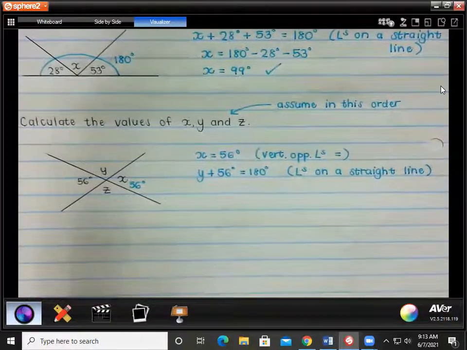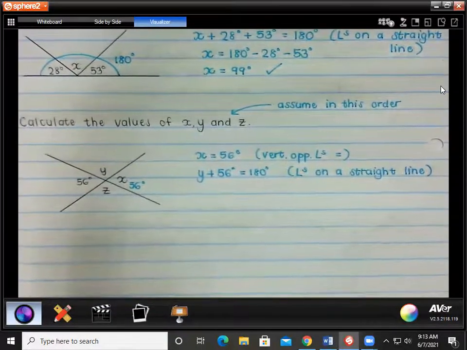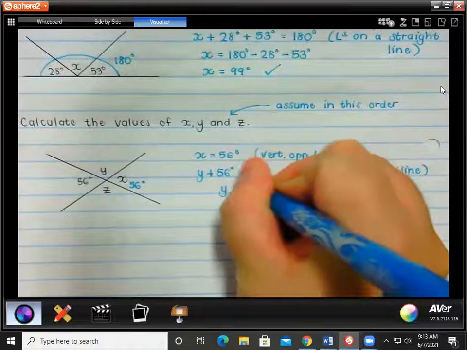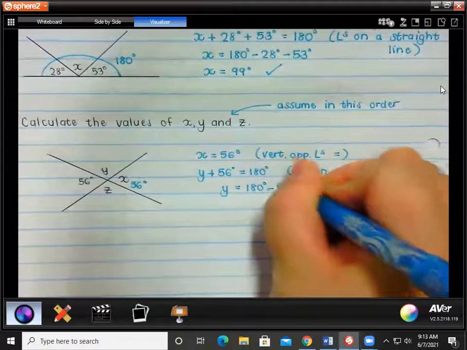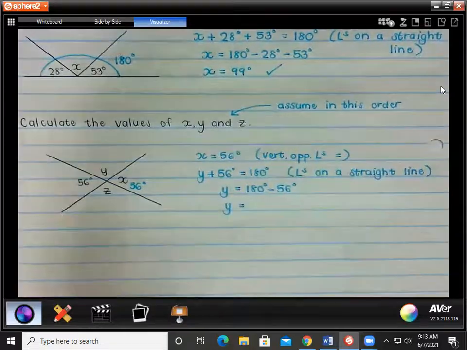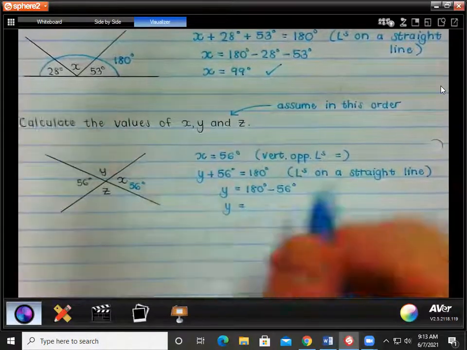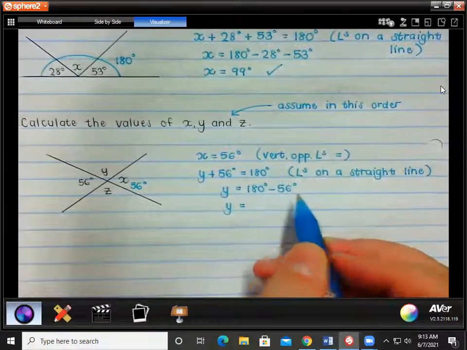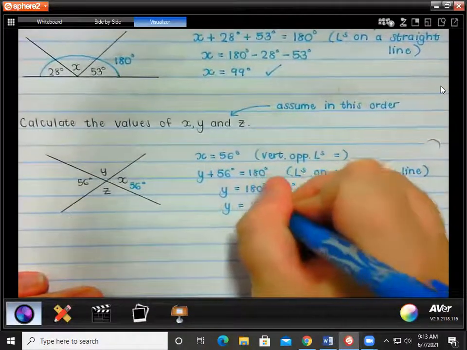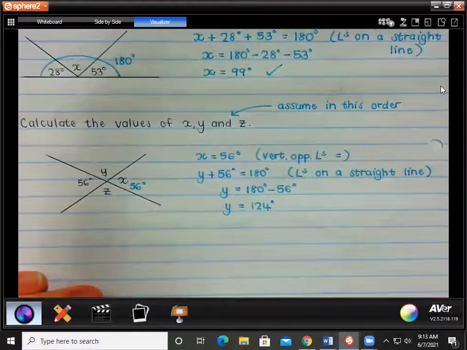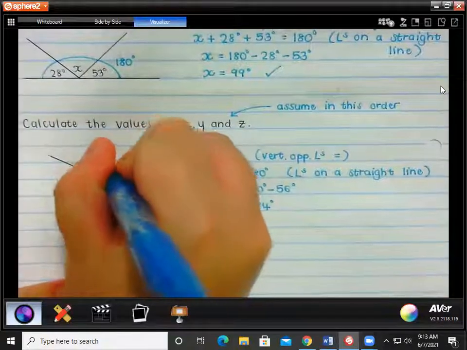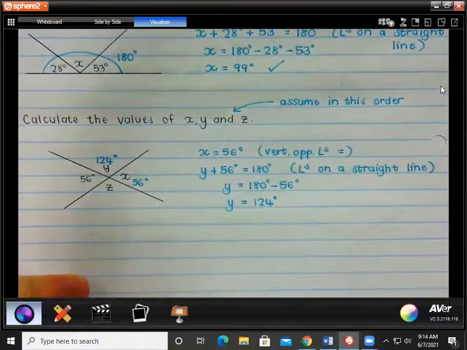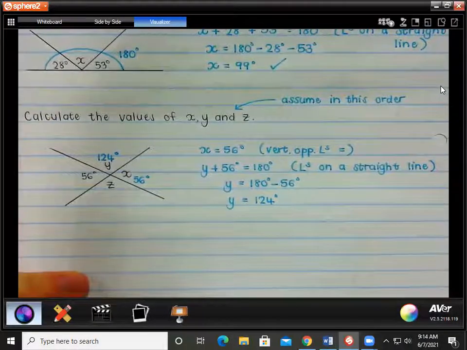And now to actually get what y is, I'm going to have to subtract that 56 from the 180. So we're going to say y is equal to 180 minus 56. And what is that if I work that out? What's 180 minus 50? 180 minus 50 is 130, and then we minus another 6 from that. That's 124. Good. So let's write that in. You don't mind your reason with your answer, right?